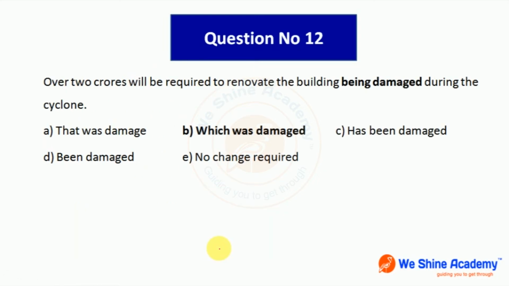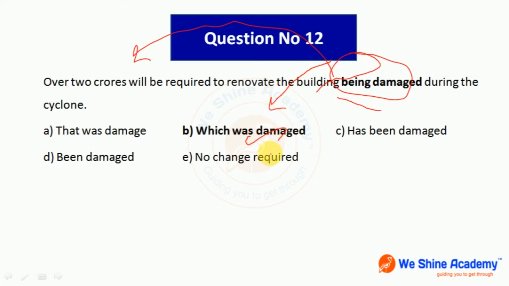Question number 12. Over 2 crores will be required to renovate a building being damaged during the cyclone. So, always being should be followed in the first part of the sentence. Being is actually used in a simple sentence. The word being should always be at the first part of the sentence. Being poor, he is honest. So, being should always be on the first part of the sentence. So, what is an alternative that can be replaced on the highlighted part?